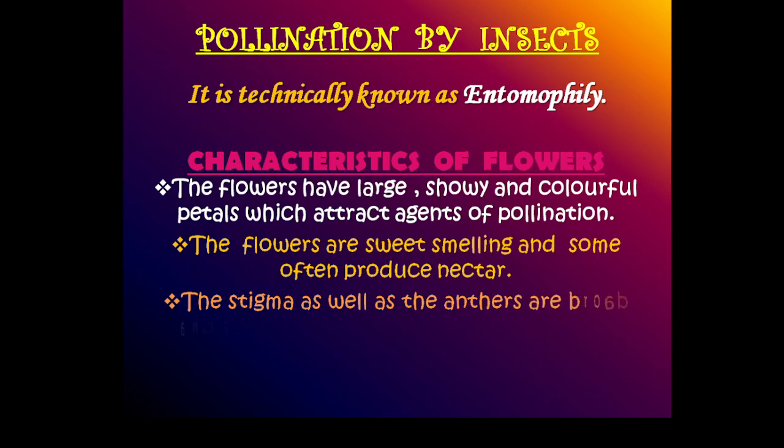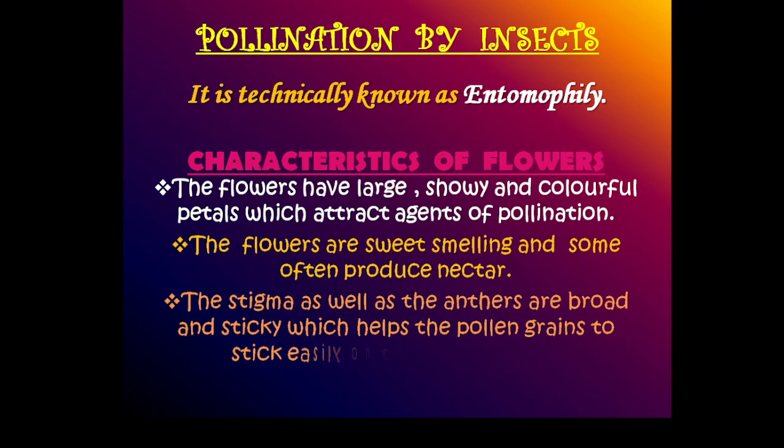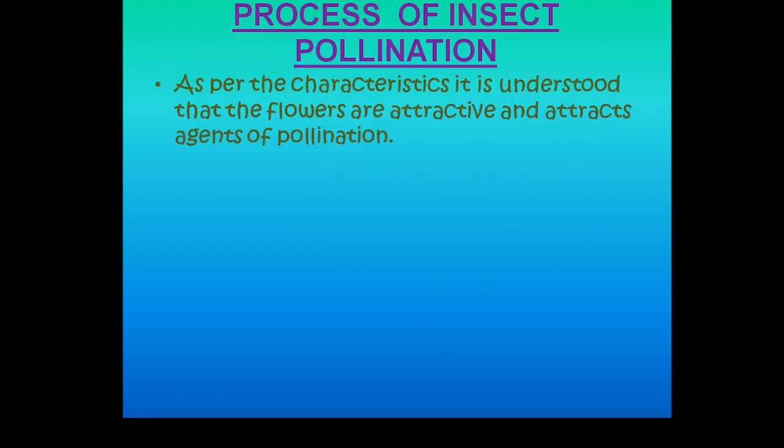The stigmas as well as the anthers are broad and sticky, which helps the pollen grains to stick easily to the insect's body. So in case of entomophilous flowers, the stigmas as well as the anthers are sticky so that they can get easily stuck to the insect's body. Process. Let's see the process. As per the characteristics, it is understood that the flowers are attractive and attract the agents of pollination. Now we are intelligent ones. We have seen it. We have understood also.